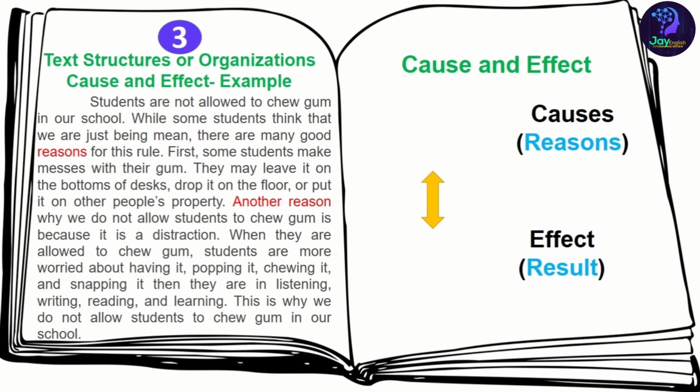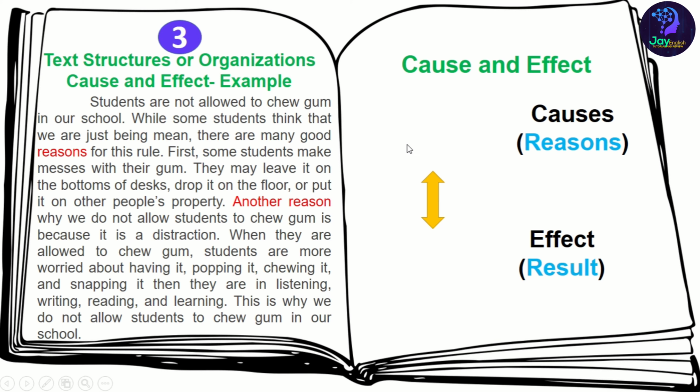When they are allowed to chew gum, students are more worried about having it, popping it, chewing it, and snapping it when they are listening, writing, reading, and learning. This is why we do not allow students to chew gum in our school. In this example, the paragraph explains why students are not allowed to chew gum in class or in school.